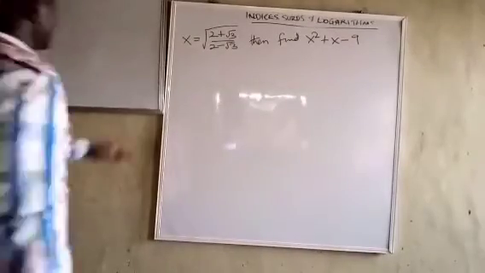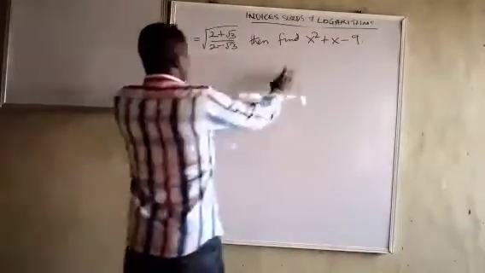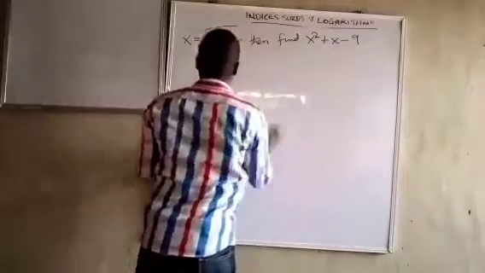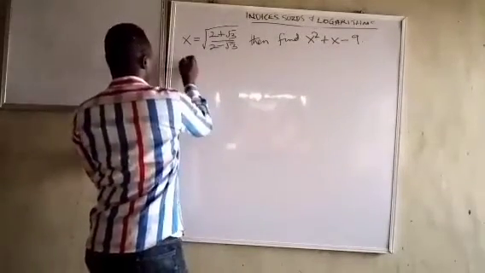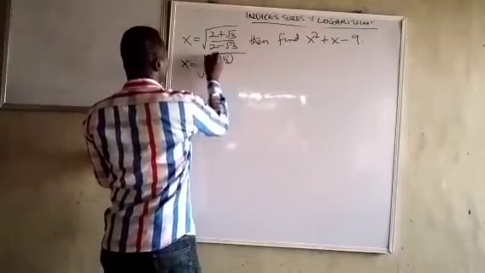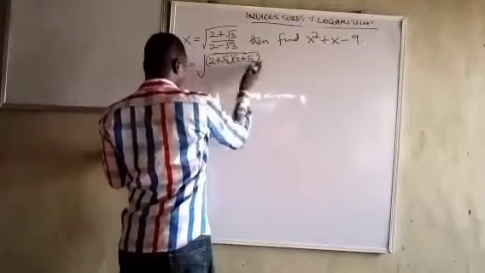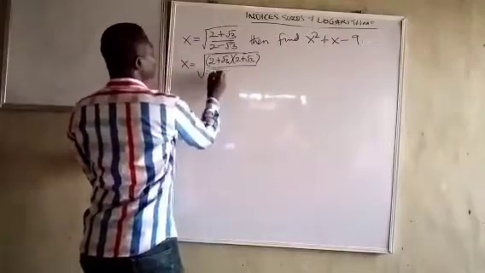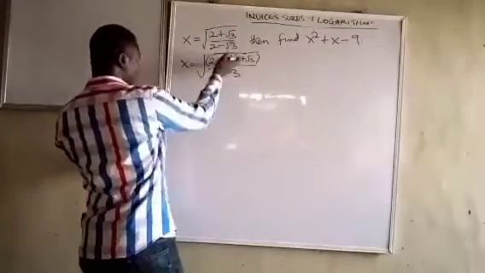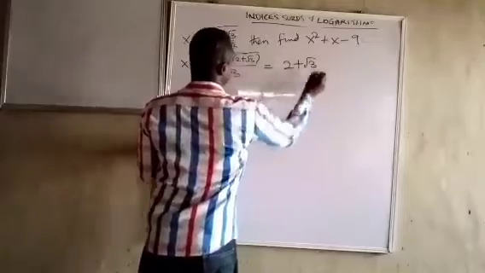You have a question here. x equals the square root of (2 plus root 3) over (2 minus root 3), then find x squared plus x minus 9. Let's resolve x here. So x will be equal to the square root of (2 plus root 3) times (2 plus root 3). I know that this is not going to be over 4 minus 3, because this is the inverse of this, so it's going to give us the square of this. So x is equal to 2 plus root 3.